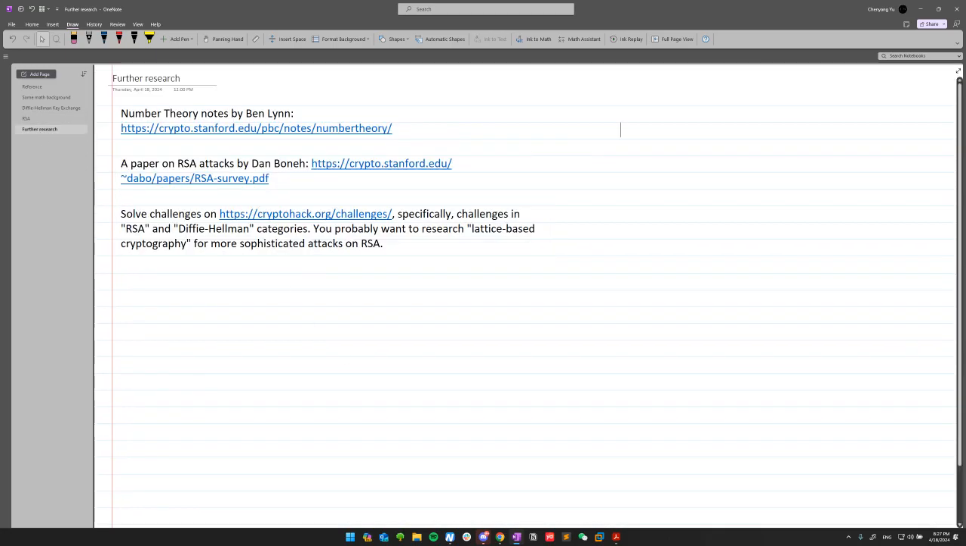Wow, that was a pretty long session. Okay, so for future research, I'm sharing this number theory note from the Stanford Applied Crypto Group. Also, I learned many attacks from Dan Boneh's paper. There's a survey paper talking about all types of attacks. And if you are interested in RSA attacks, you can go to CryptoHack. I encourage you to solve all the questions there. Pretty high quality CTF challenges.